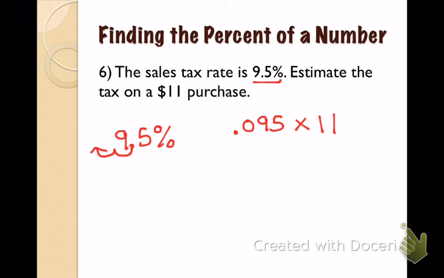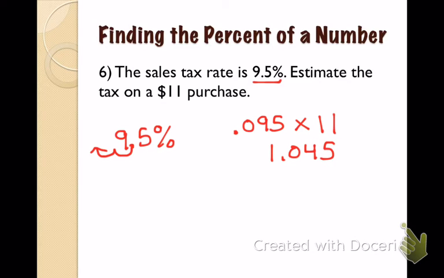We have to be very careful when there's a decimal within the percent because there tends to be a mistake on the conversion. So take the time and write it out. So now we're going to have 0.095 times 11. And that gives us 1.045. But again, we're talking about money.